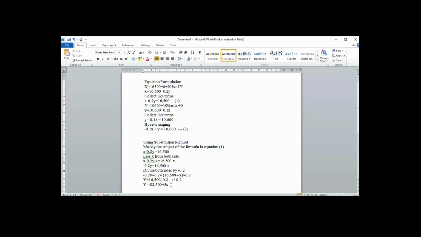Now, looking at it from there, we have gotten y equals to this. Now say, substitute y in equation 2.